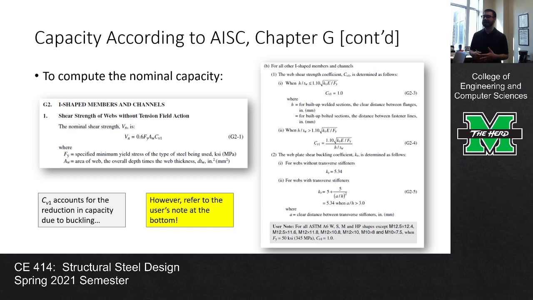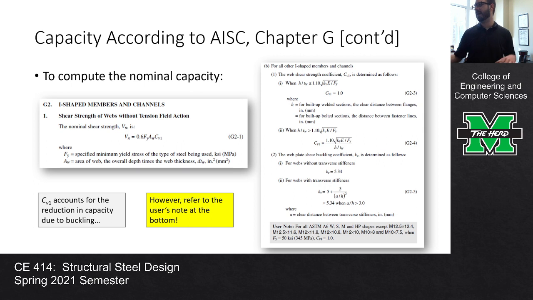And in order to compute the capacity, all you do is take 0.6 times Fy times the area of the web times this term Cv1. Cv1 is a constant that you multiply your capacity by to account for the potential for buckling. But if buckling isn't going to occur, then Cv is just 1, so you're not really doing anything to the capacity. You compute Cv1 just based on a slenderness check. It's akin to what we did with columns. You compute the slenderness and compare it against a given limit, and depending on that limit, you've got a various expression for Cv. And Cv is really straightforward to compute.